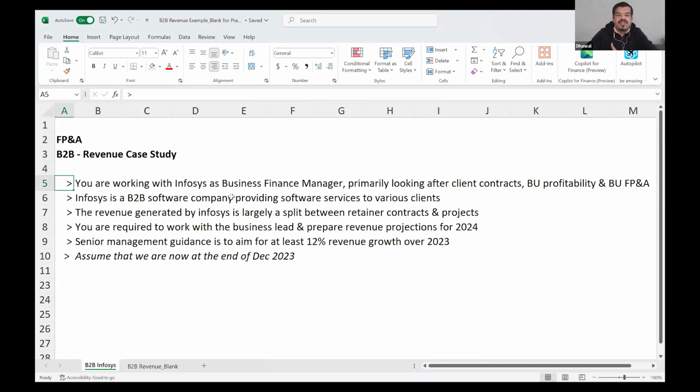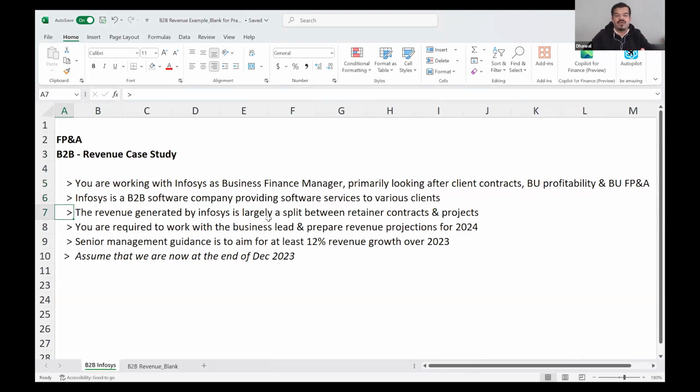So you are working with Infosys as business finance manager, primarily looking into client contracts, business unit profitability, and business unit FP&A. You're working with Infosys, but you're part of one business unit, and you're looking at the business unit FP&A. Infosys is a B2B software company providing software services to various clients.